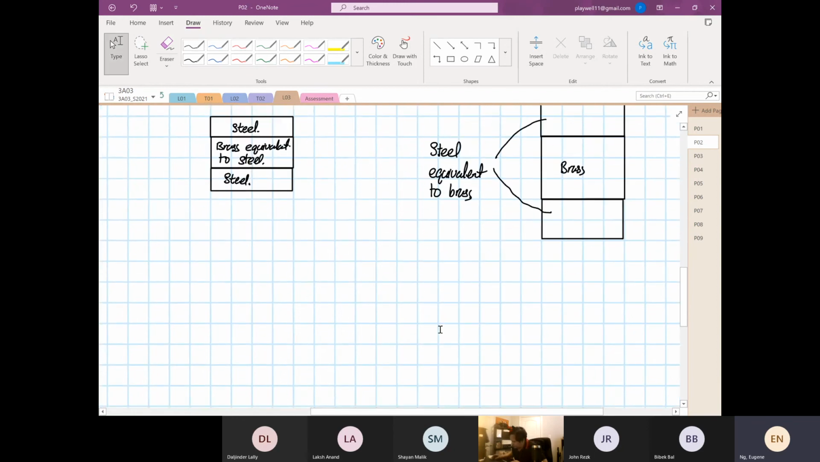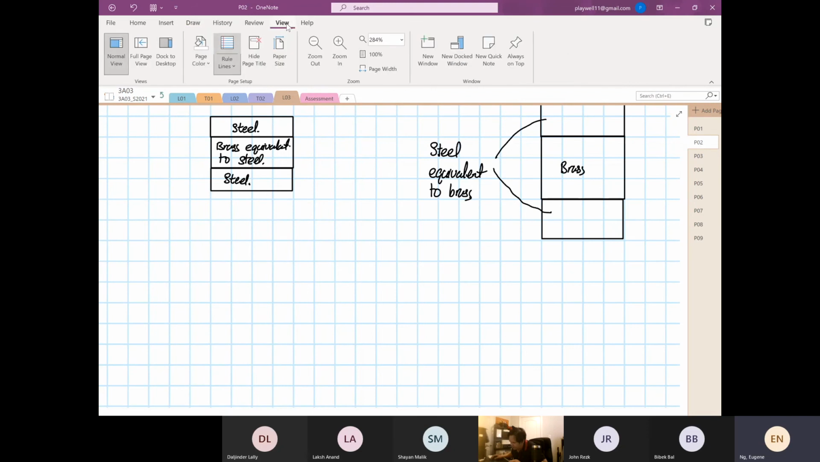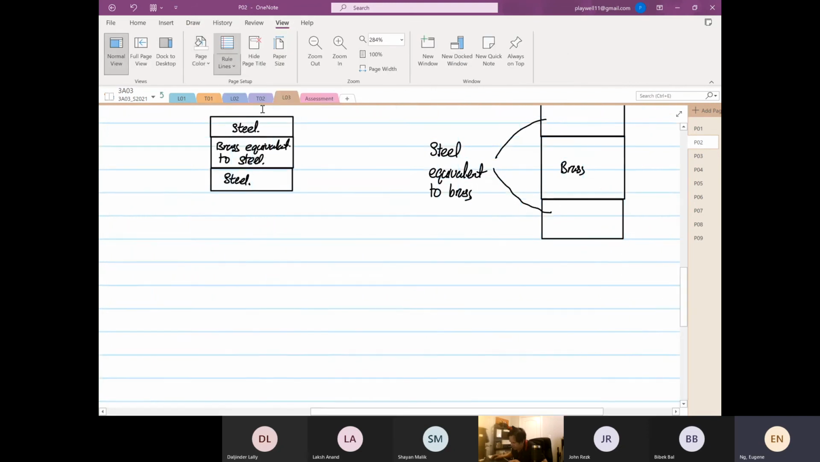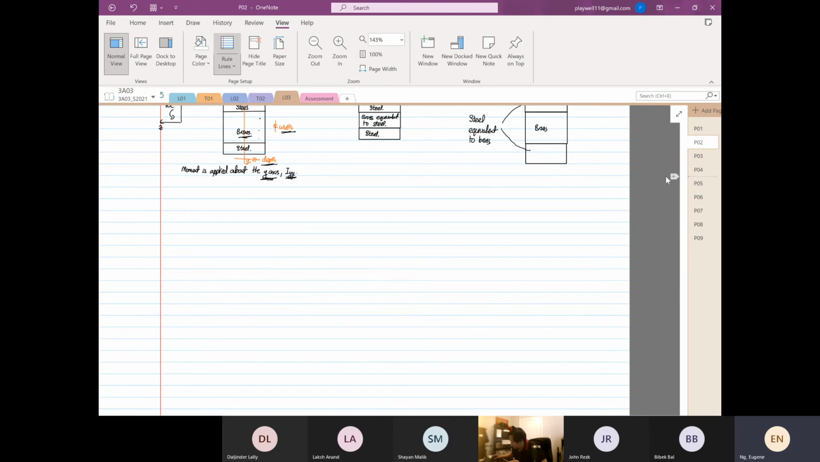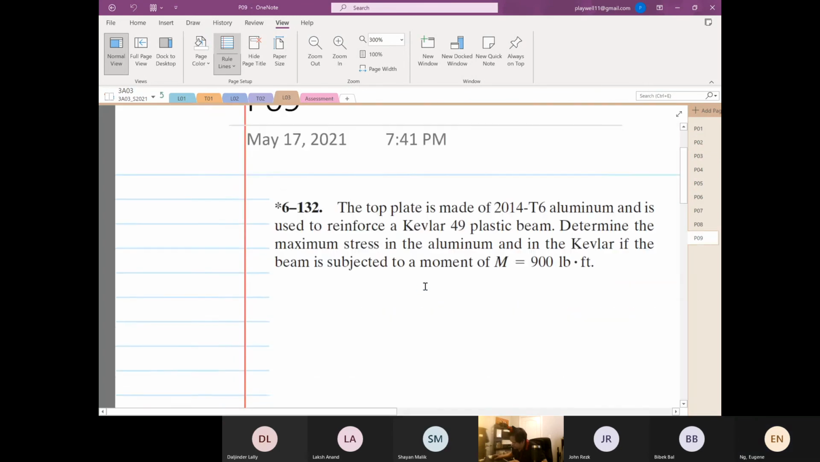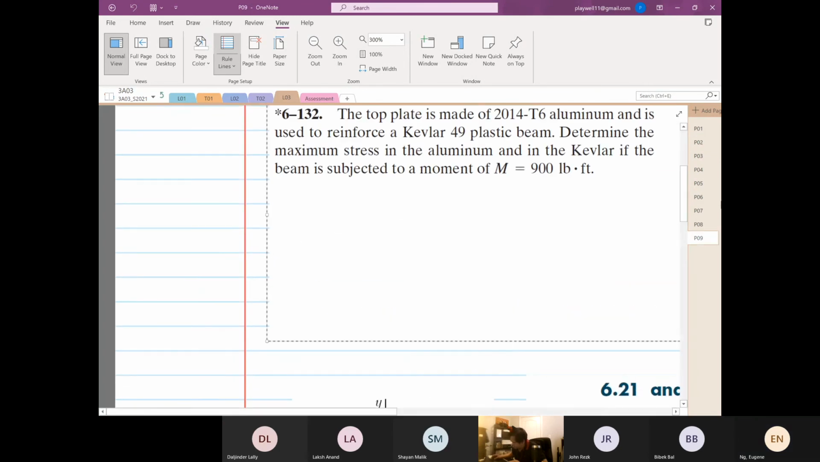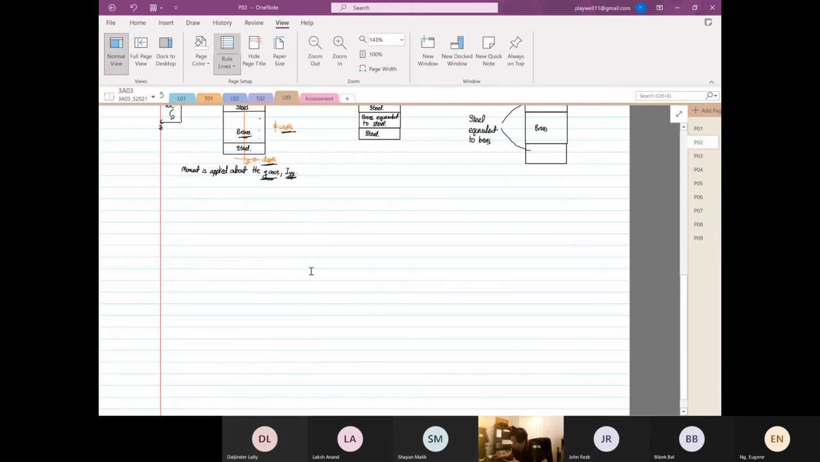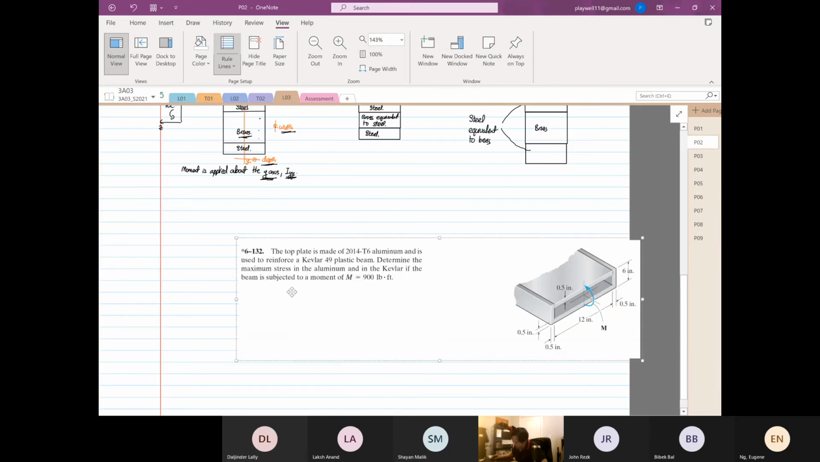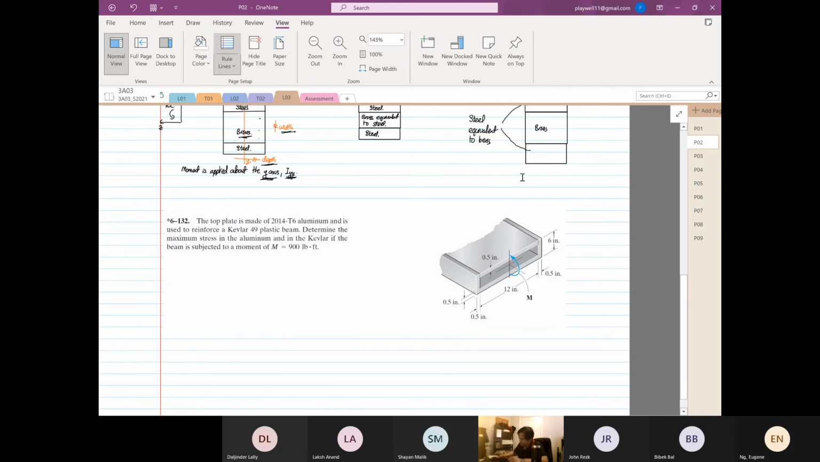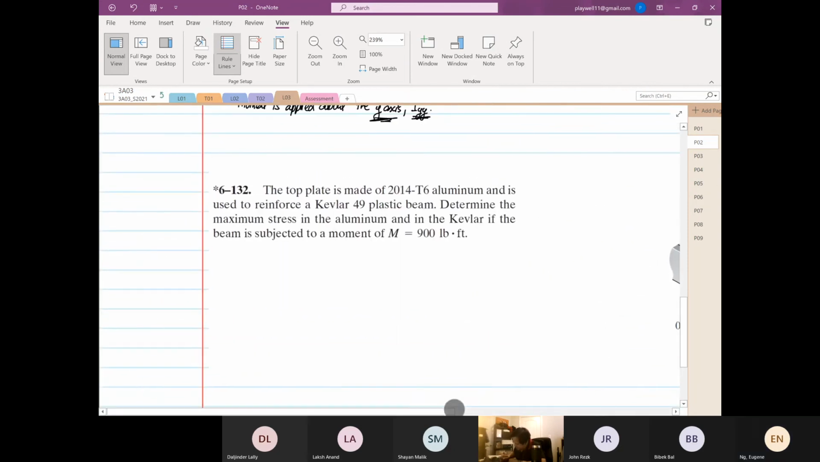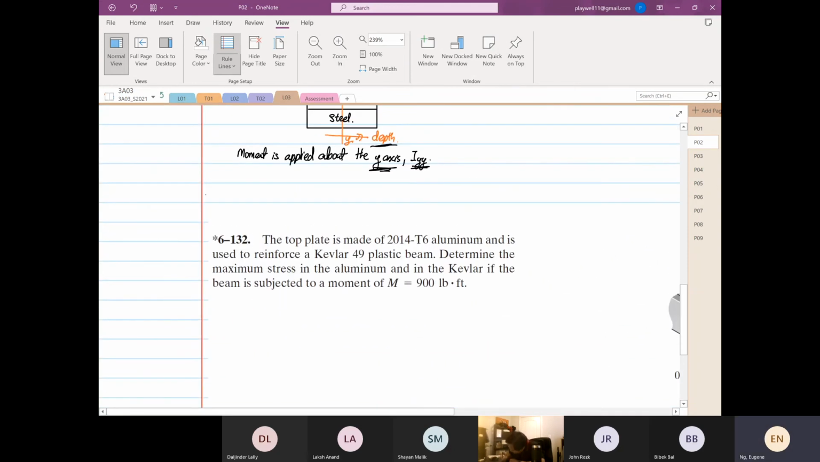So you will find this example on Avenue to Learn. I posted the examples that we're going to do. So if you can download the examples, okay. So I'm going to call our example. Right. So this is example number 1.